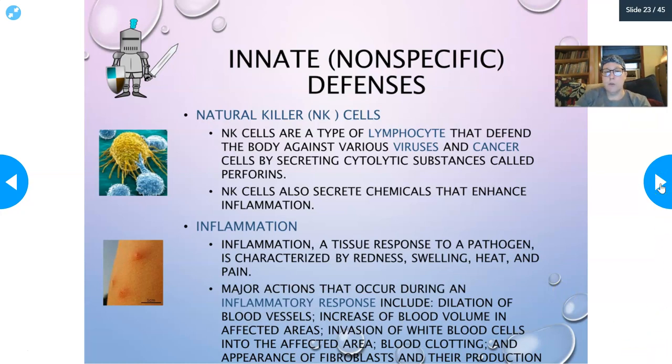So those are all protective. Part of the idea of inflammation is to wall off the area that has been affected, bring all the blood supply to that area so it can effectively fight off any infections and rebuild anything that needs to be rebuilt and return back to normal.